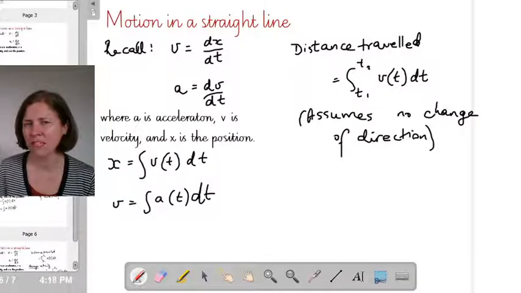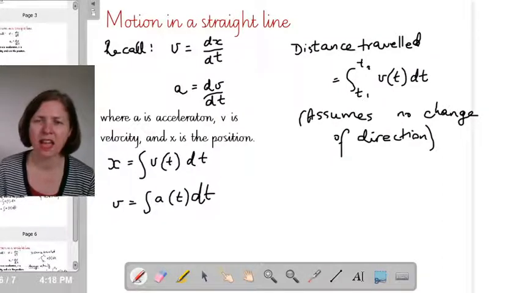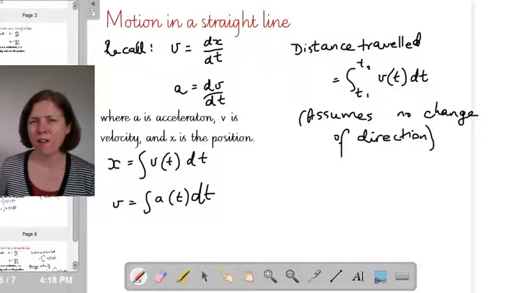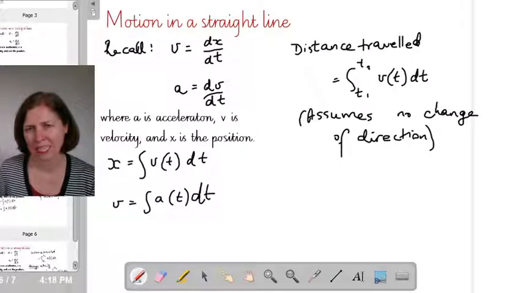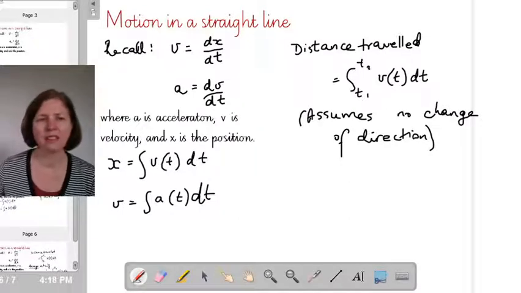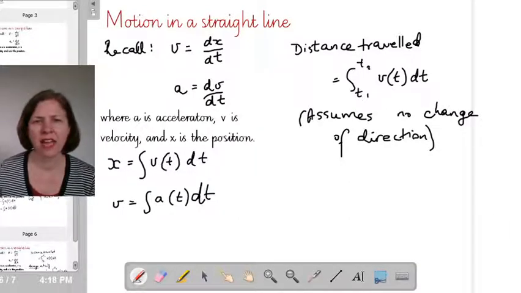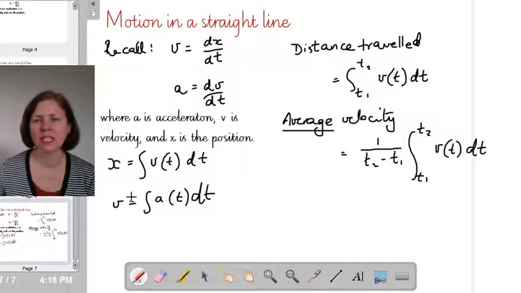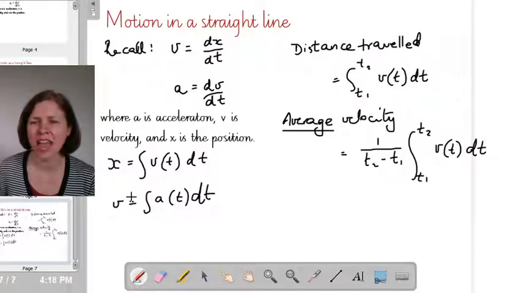So it doesn't give us an x function, it doesn't tell us where we are, it only tells us how far we've gone. Now, if I've got a distance travelled and I divide it by the time taken to travel there, then you know that is going to give me the velocity. But this is an average value. This is not the velocity function. This is an average value.